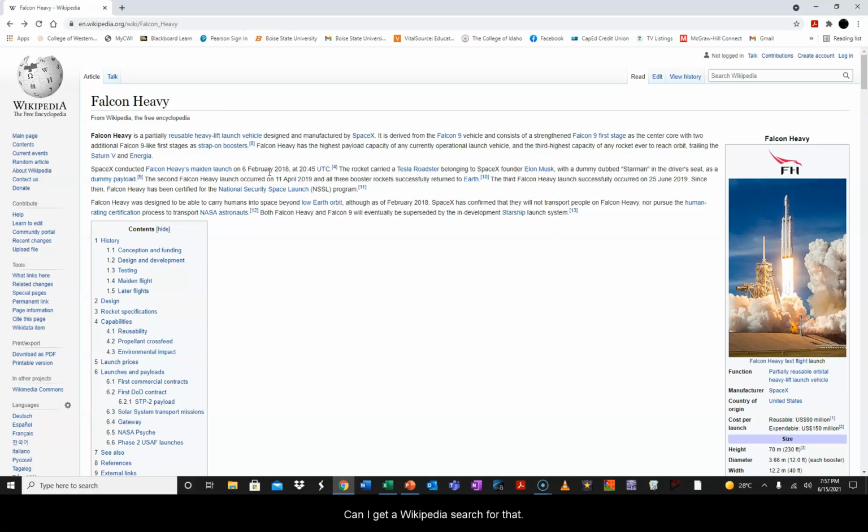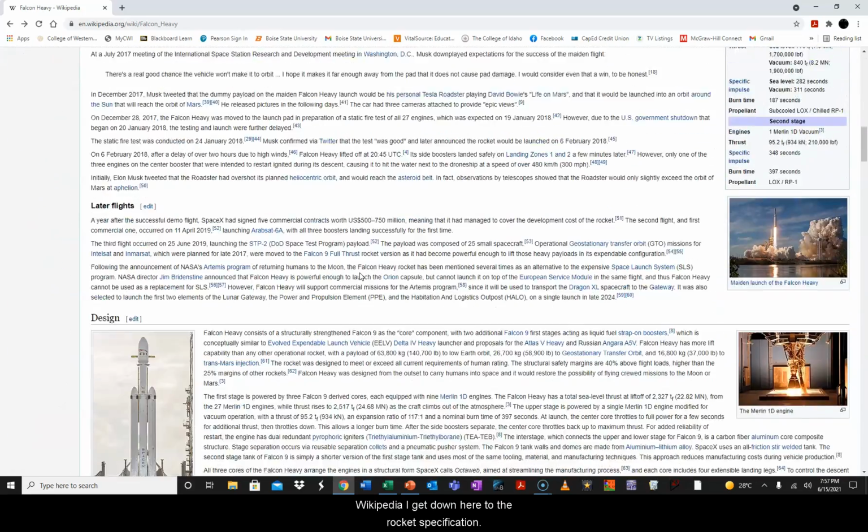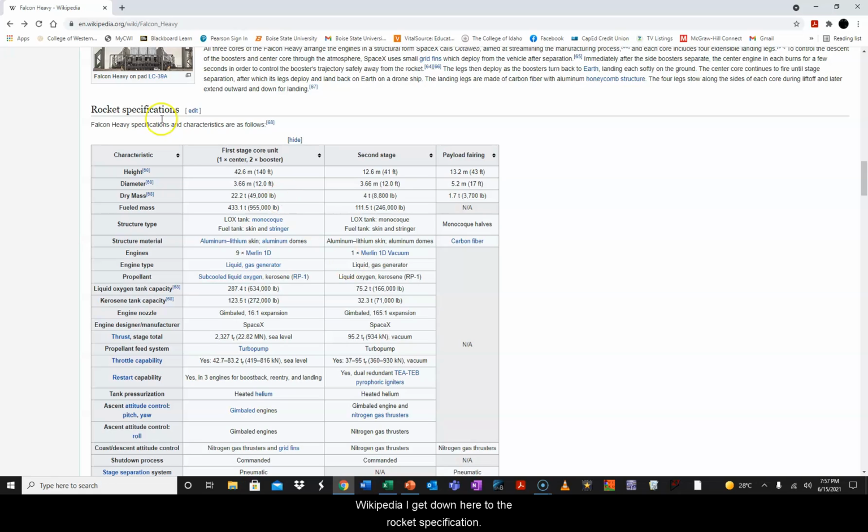Well, I did a Google search for that and found the Wikipedia page. In this particular case, if I scroll down the Wikipedia page, I get down here to the rocket specifications. And very conveniently, they give me the information I need. They tell me the total mass when fueled up is 433.1 metric tons, or 955,000 pounds, but we're not interested in the mass in pounds. And it also tells me the thrust for each stage.